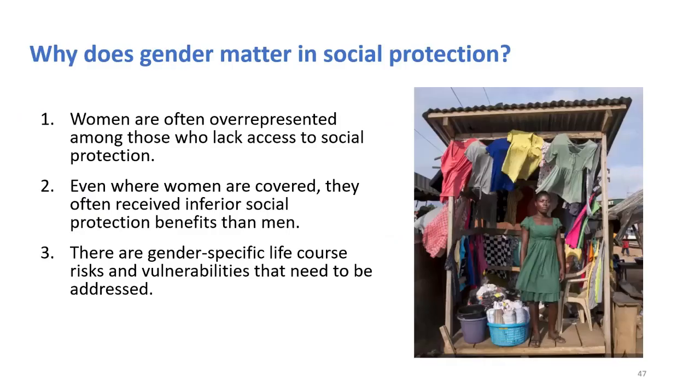Now, let's talk about why gender matters for social protection. As we've seen, women are overrepresented among those who lack social protection. They have less social protection coverage compared to men, and even when they are covered, they often receive inferior social protection benefits. And there are gender-specific life course risks and vulnerabilities that women carry throughout their lives that need to be addressed. We'll talk about that shortly.